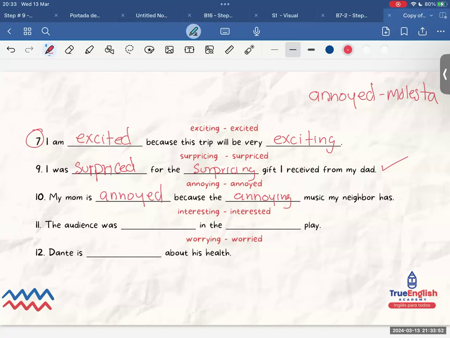All right. Octavio, the audience. The audience was interested in the interesting play. Remember, the play is jugar o obra. Una obra también. A play. Obra como obra de teatro. Una obra de teatro. Play. No me la sabía. Let's go to a play. Vamos a una obra.